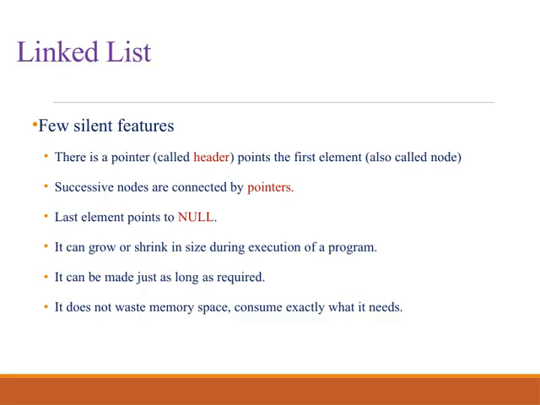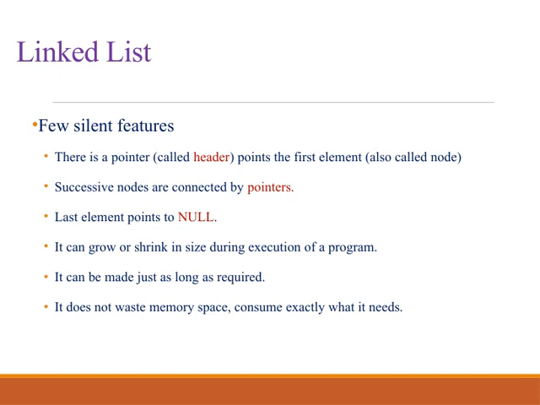Let's take a closer look at linked lists and some of their key features. First, you'll notice there is a pointer called the header. This header points to the very first element or node in the list. Think of it as the starting point of the list, guiding us through each element sequentially. Now, these nodes are connected by pointers, which means each node holds a reference to the next node in line. This creates a chain-like structure, making it easy to traverse from one element to the next. At the end of the list, the last node points to null, indicating that we've reached the end of the list. This null pointer is essential because it signals where the list terminates.